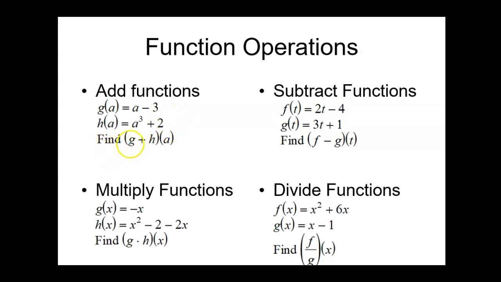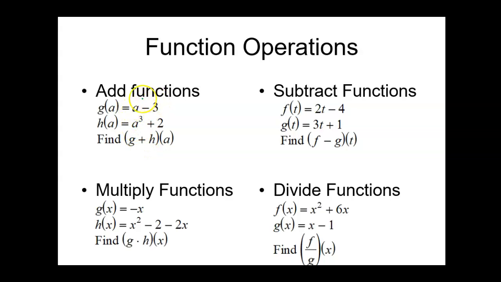It's asking me to find g plus h of a. So that just means I take function g and I add function h. This a right here doesn't mean times by a, right? It means my input is a. That just means a is the input variable for the functions. So now I'm going to add them together.